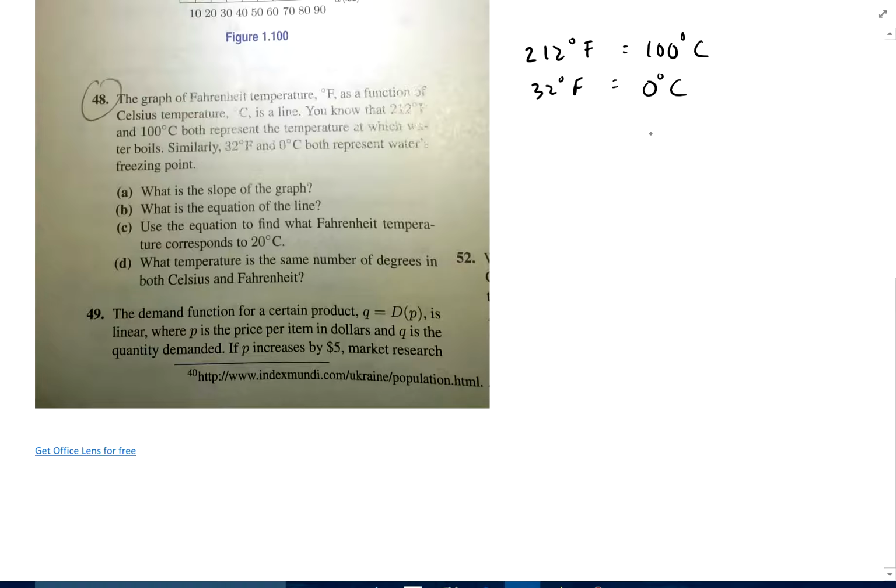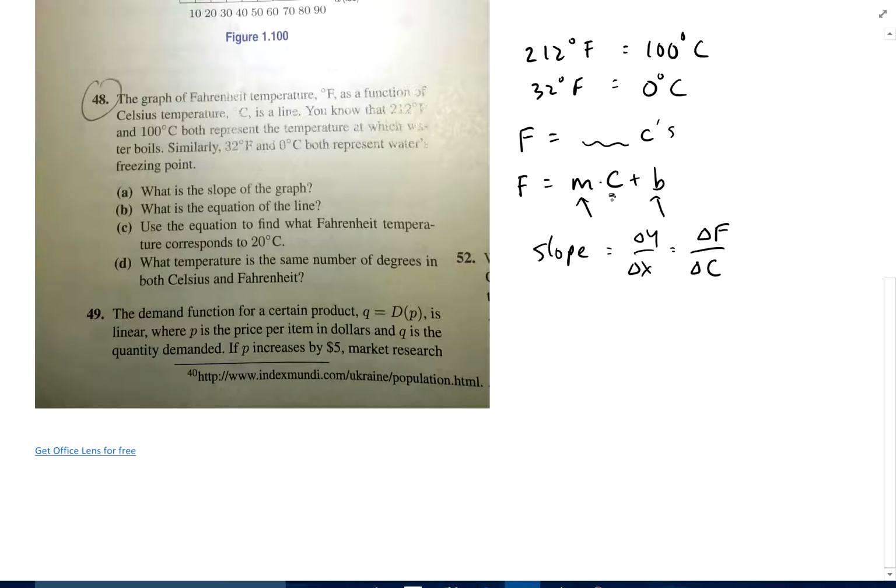Okay, what is the slope of the graph? Well, we want to write F as a function of C. So F equals a bunch of C's. That's what it means to be F as a function of C. And since they said it's a line, we know that degrees Fahrenheit equals m times C plus b, where b is the y-intercept and m is the slope. So the slope is my change of y over change of x. And in this problem it's change of F over change of C, since my Celsius is going to be my x.